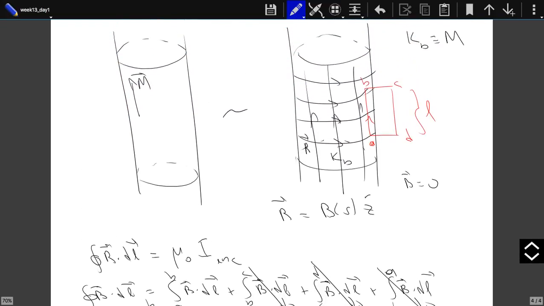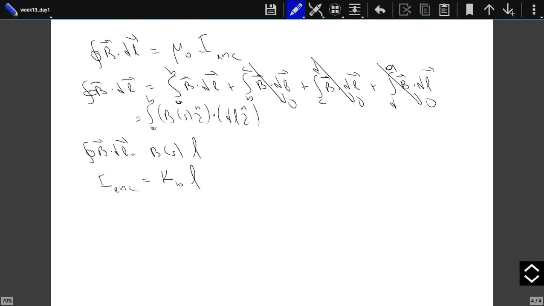Now the enclosed current, is it positive or negative? It is positive. Just use your right hand again. Curl your fingers in the direction of the loop. Your thumb points in the direction of the positive current. If the current is running in the direction of your thumb, it is a positive current. If it is running in the opposite direction, then it's a negative current.